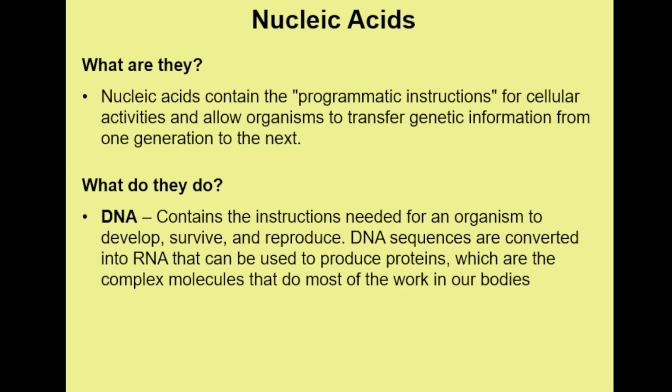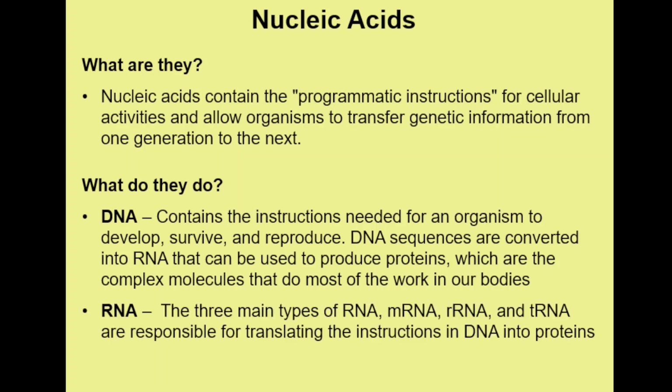So DNA carries the instructions for building our proteins. But DNA doesn't do the actual building of the proteins. That comes down to RNA. RNA has three main types: messenger RNA, ribosomal RNA, and transfer RNA. And I'll look at those in a bit more detail in a couple of slides' time. These are responsible for translating the instructions in DNA and actually turning them into proteins.